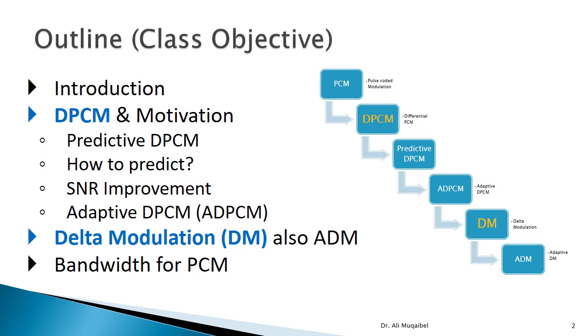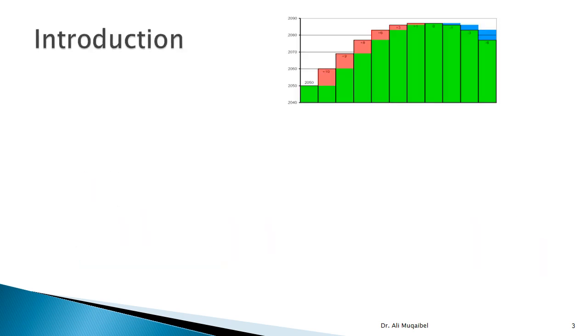Look at the introduction. Then we have two main types. The DPCM, we look at its motivation, Predictive DPCM, how to do the prediction, signal to noise ratio improvement, Adaptive DPCM. Then we'll move into delta modulation, also known as a variation. We have the adaptive delta modulation. So basically we have two types of modulations with some variations inside. Finally, we'll look at the bandwidth of the PCM.